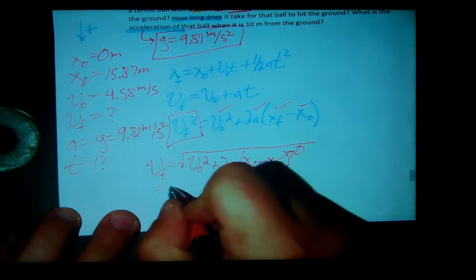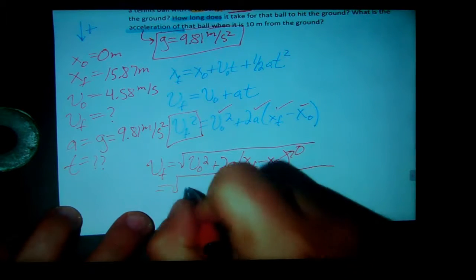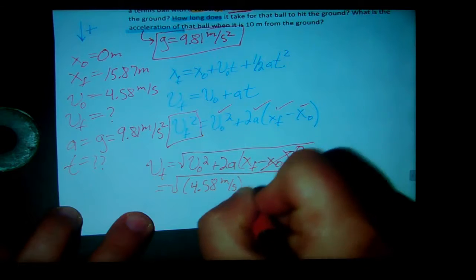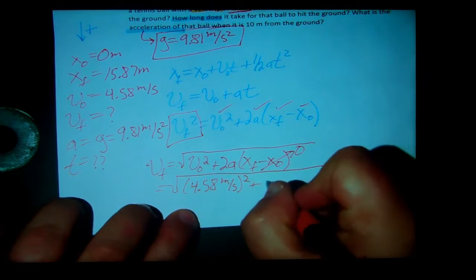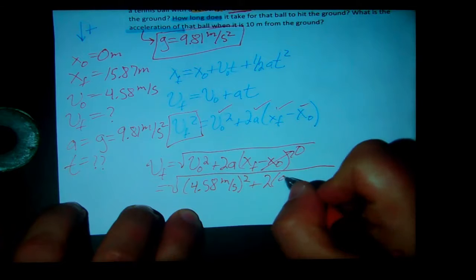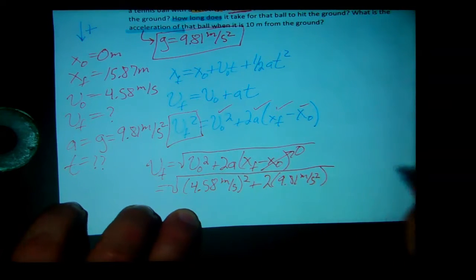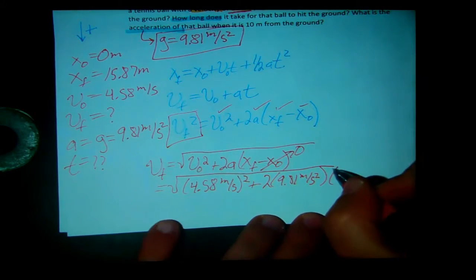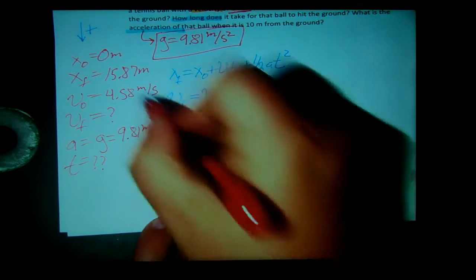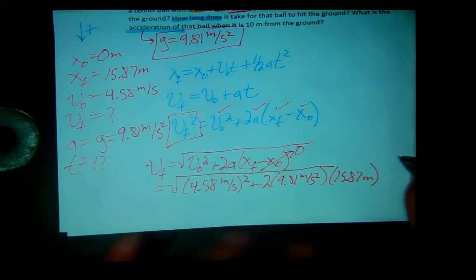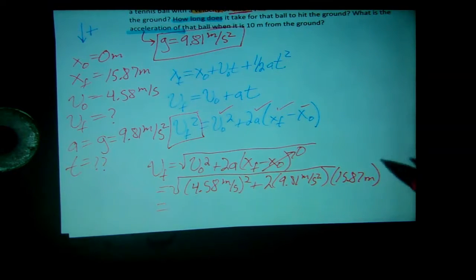So we'll start plugging numbers in here. Initial velocity is 4.58 meters per second, and that whole quantity is squared, plus 2 times acceleration, which is 9.81 meters per second squared, times my final position, which is 15.87 meters. So you're pretty much looking like you were at the problem before, but we're starting with an initial velocity here.